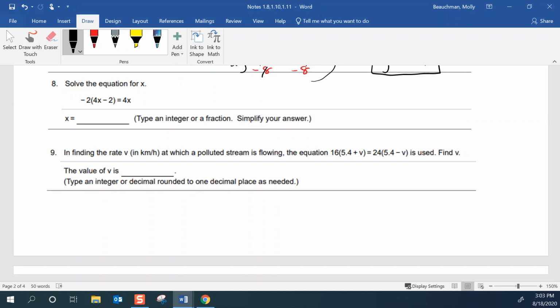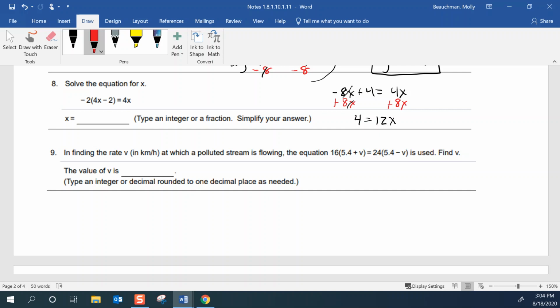So I'm going to multiply that negative 2 through. I end up with negative 2 times positive 4x is a negative 8x. Negative 2 times negative 2 is plus 4 is equal to 4x. Now I want to make sure all of my variables are on one side, x is on one side. This time it looks like it would be less steps to add 8x to both sides. I end up with these canceling. 4 is equal to 4 plus 8 is 12x, adding like terms.